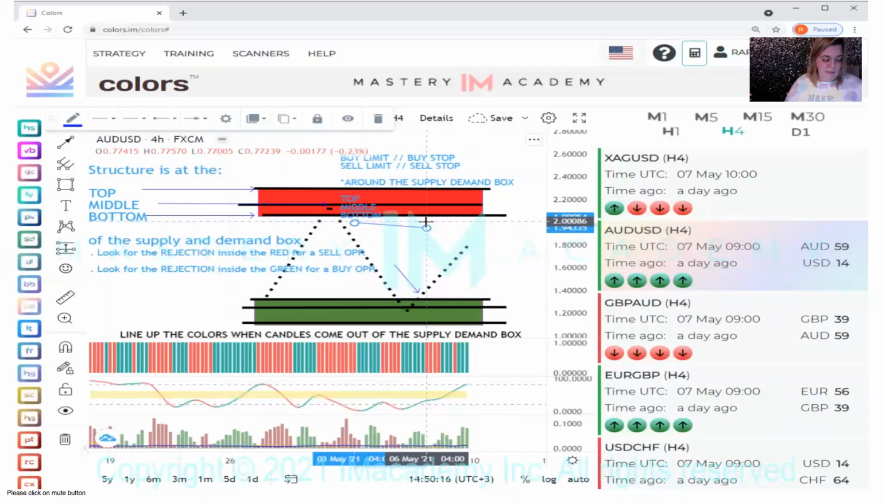If it comes out of the box, line up the colors. If it comes out of the box, just line up the colors. I'll wait for y'all to type that in. When it comes out the box, I must line up the colors.